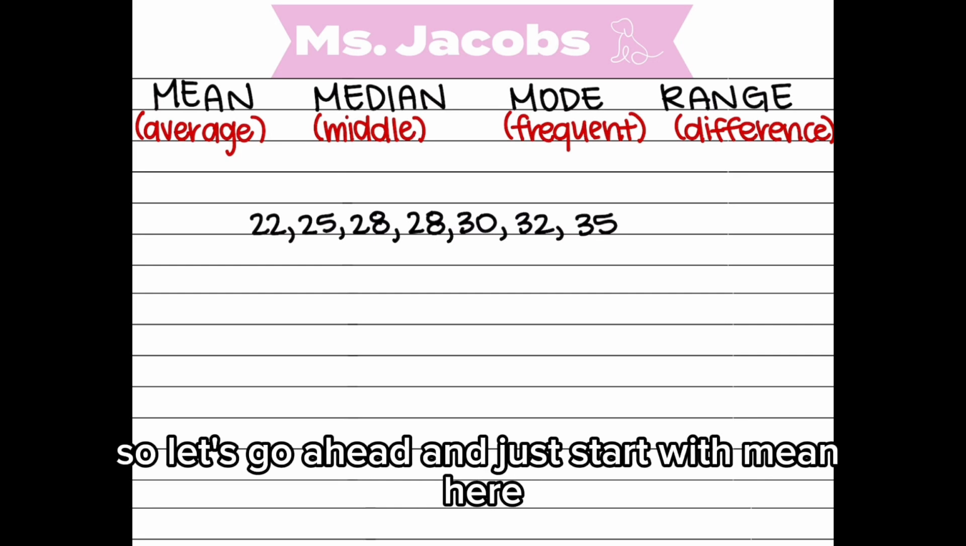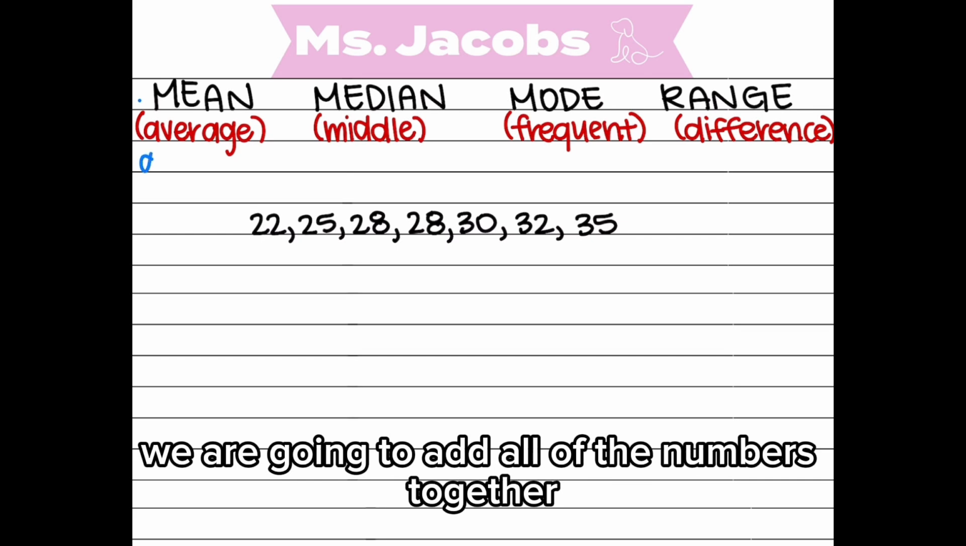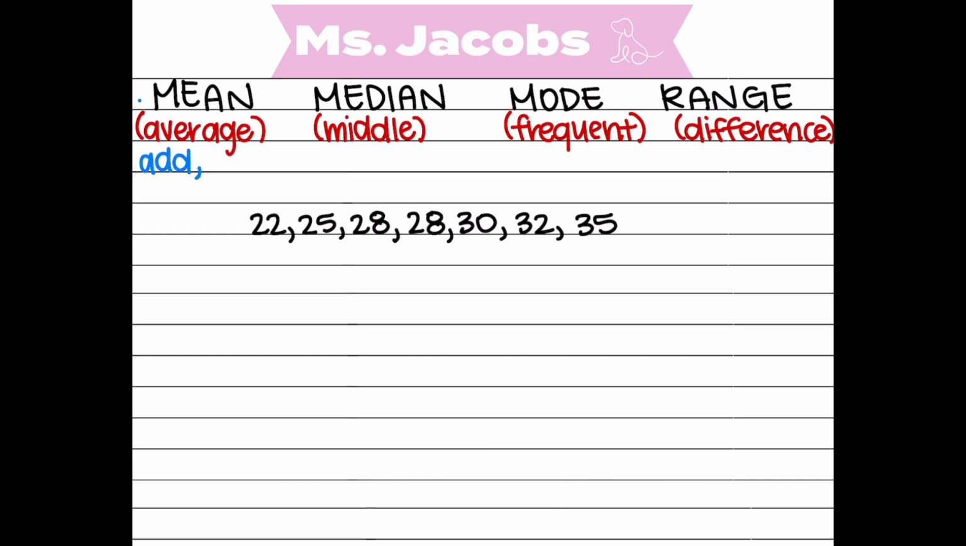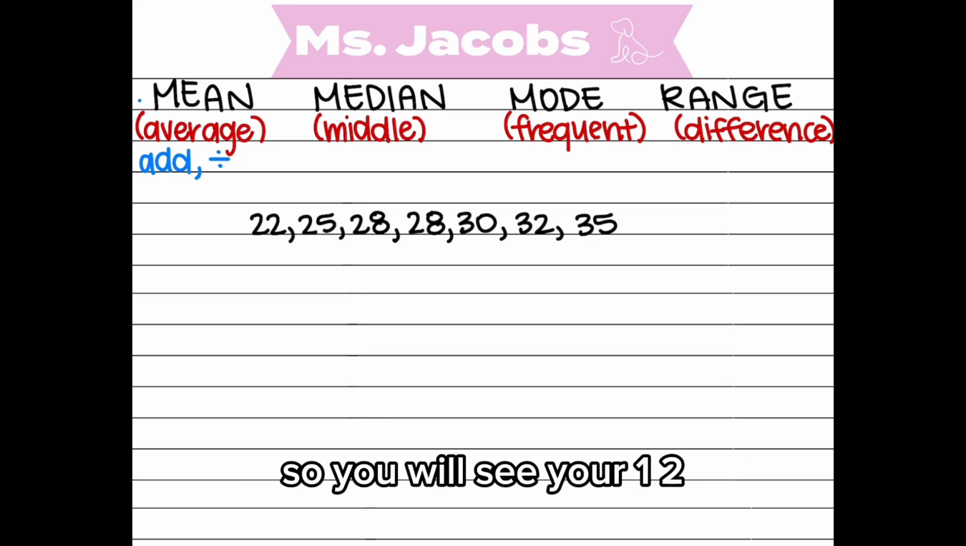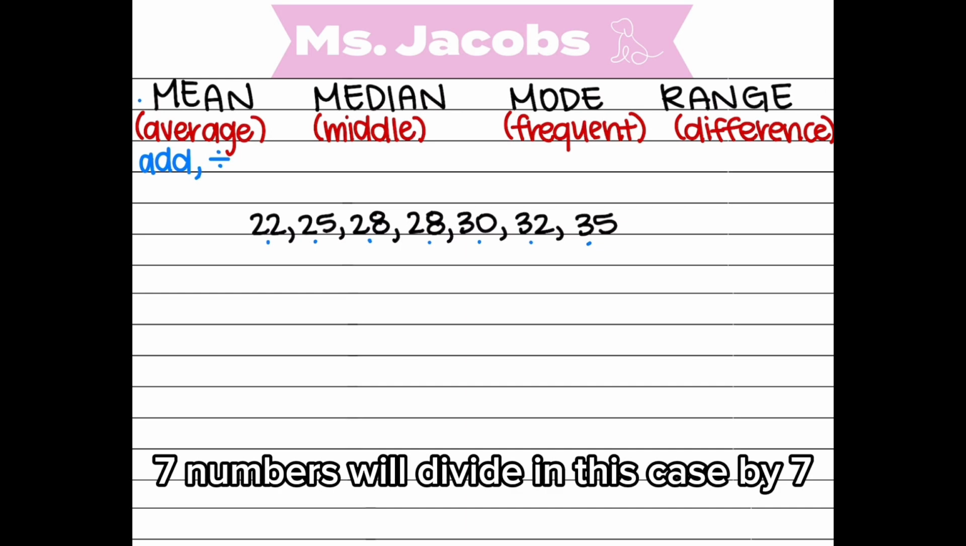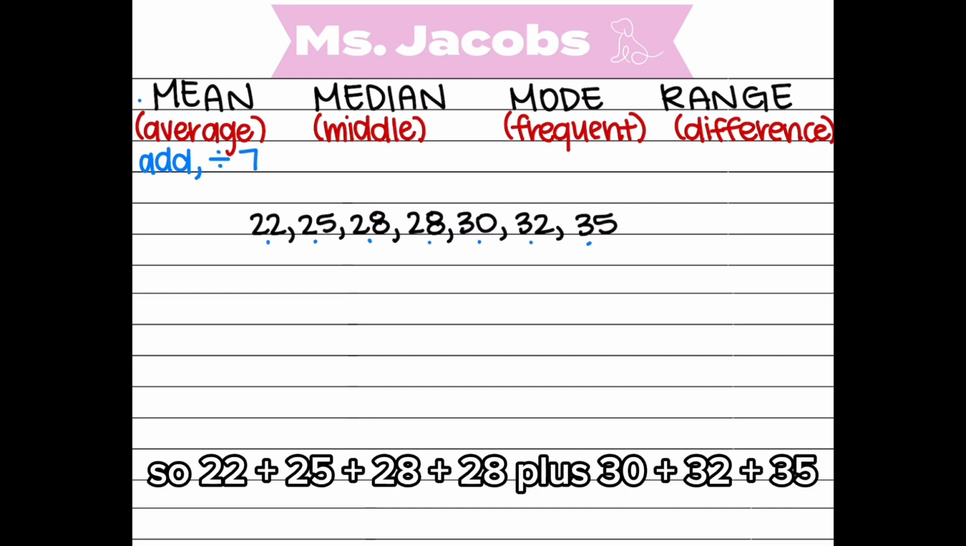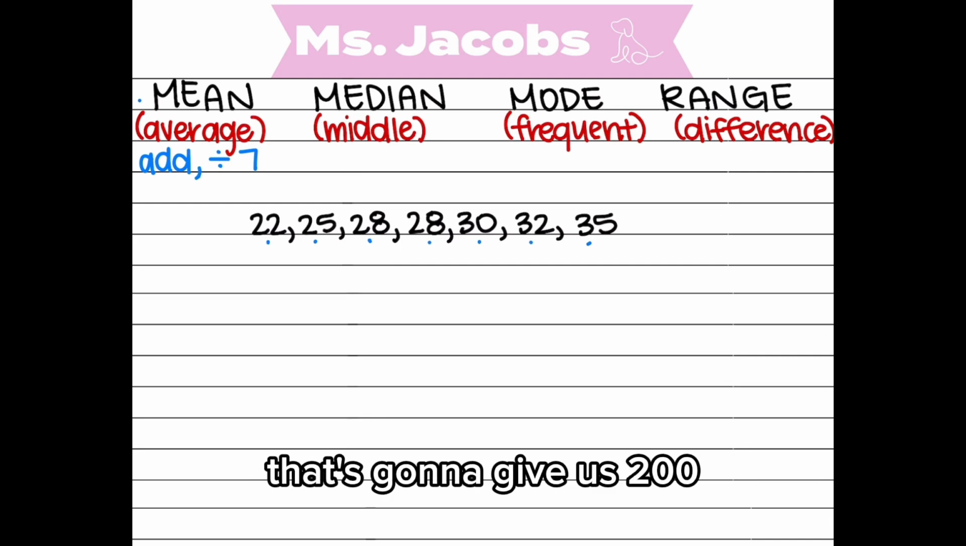So let's go ahead and start with mean here. In order to find the mean, we are going to add all of the numbers together, and then we are going to divide by how many numbers we added together. So you'll see here 1, 2, 3, 4, 5, 6, 7 numbers. We'll divide, in this case, by 7. Let's go ahead and do that. I've got my calculator with me, so 22 plus 25 plus 28 plus 28 plus 30 plus 32 plus 35. That's going to give us 200.